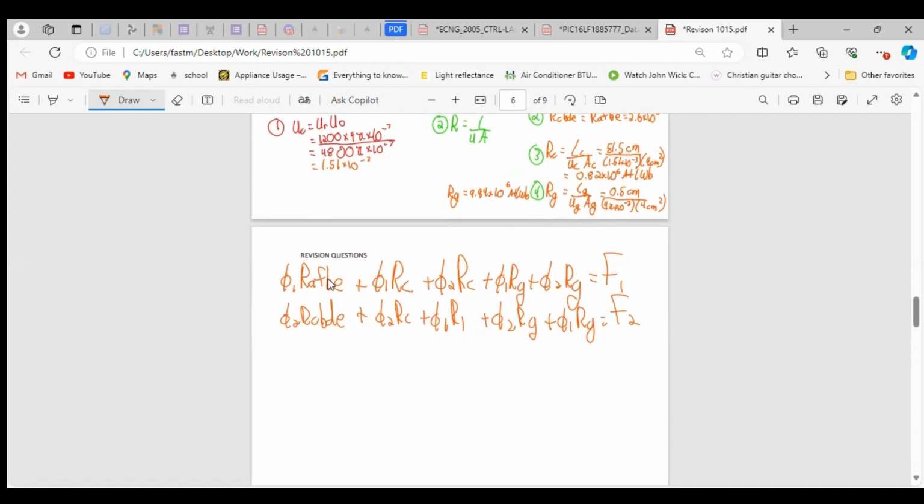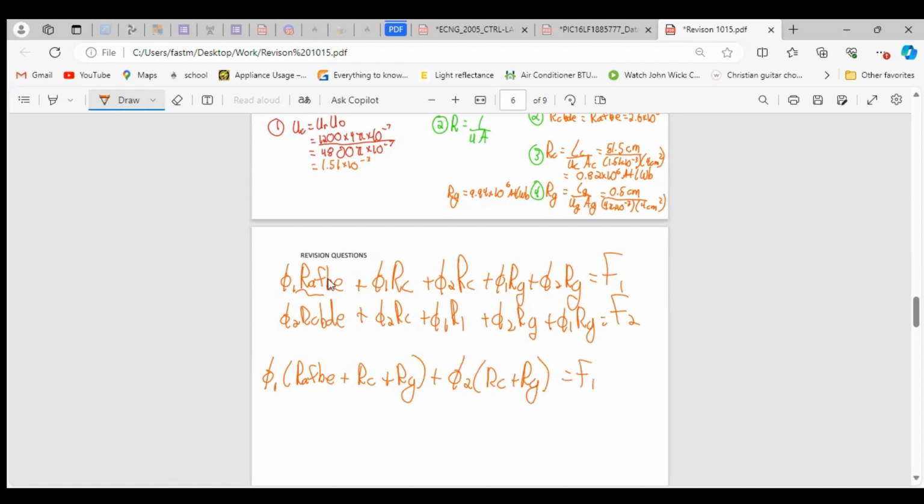Nice. Now what you could do, to get a simultaneous equation, is factorize all the things that have phi 1 in it. That would be RAFBE, which is this piece here, and the RC, and the RG. Then you could factorize the stuff that has phi 2, which would be RC and RG. And that is equal to F1.